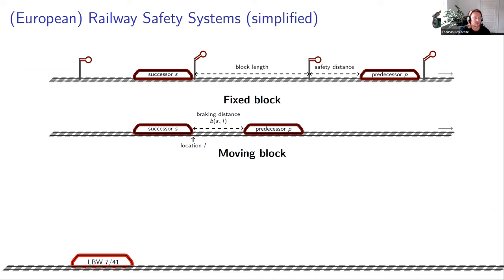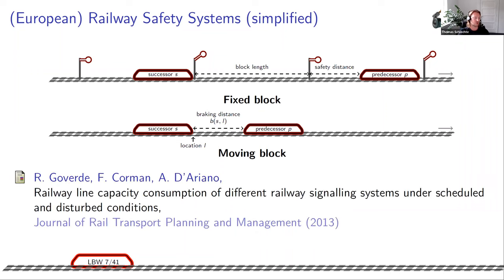And when you change this from fixed block with signals to moving block, where no signals are there anymore, the trains should run in braking distance. So it becomes completely different because you don't have the signals anymore. You have the information where the trains are via other information. And then you must make sure that the successor train is able to brake until the position where the predecessor already left. That's basically the idea of moving block.